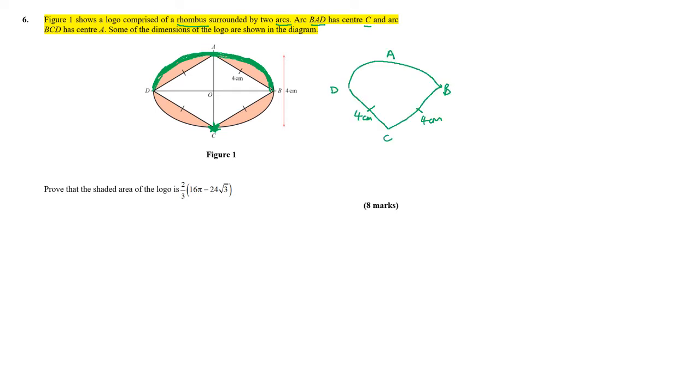And then we're told arc BCD has centre A. So that's that arc with centre A. And I could draw it out separately to have a look at it there. So to find this sector area, we need this angle here, which is going to be the same as this angle up here, angle BAD or angle BCD.